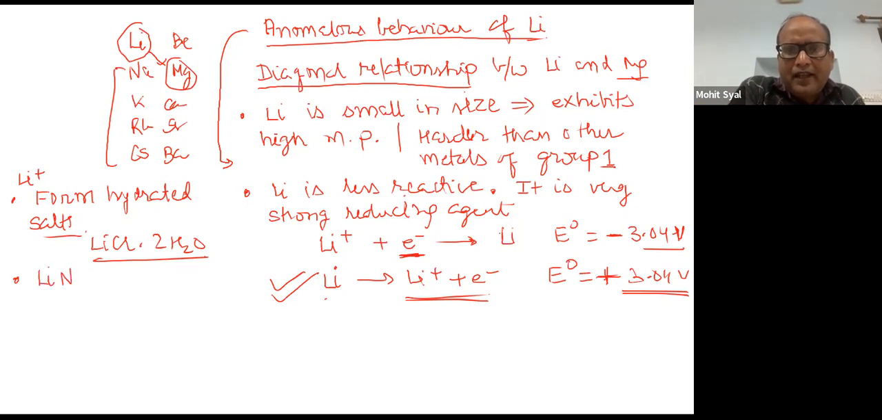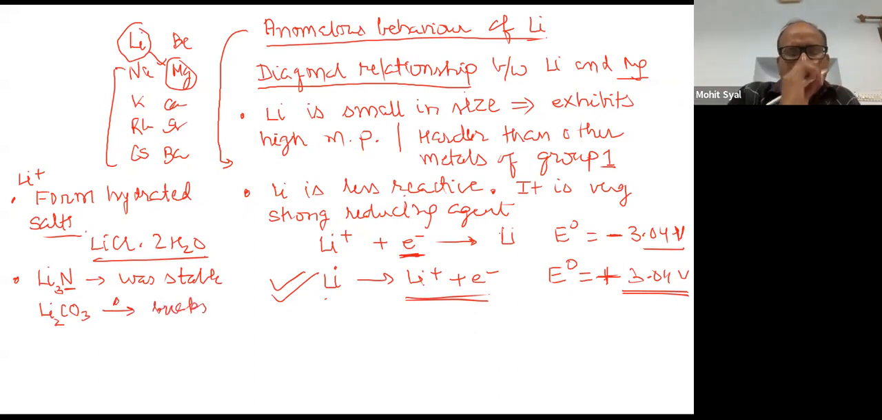So we discussed smaller anions like Li3N was stable. This was the nitride ion. Okay. But lithium carbonate, Li2CO3, upon heating, it breaks. Or lithium hydrogen carbonate. Sodium hydrogen carbonate we have seen in baking soda, which we use as a white powder.